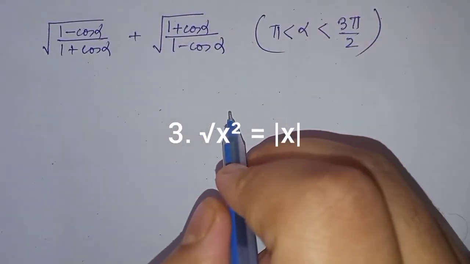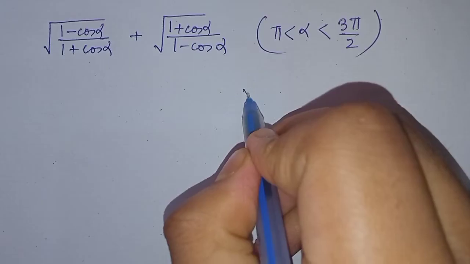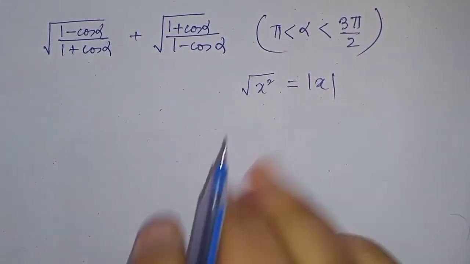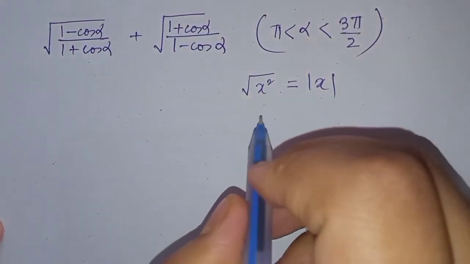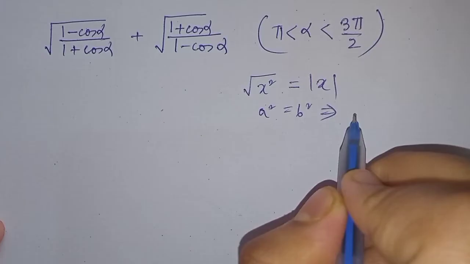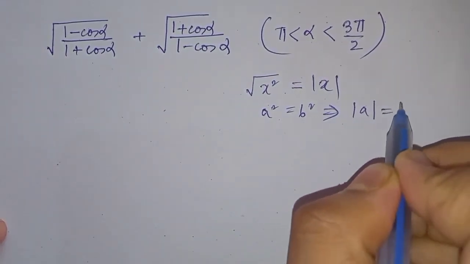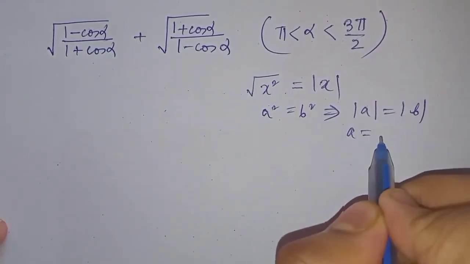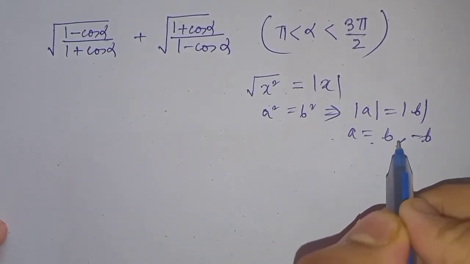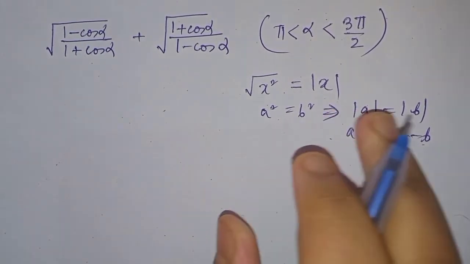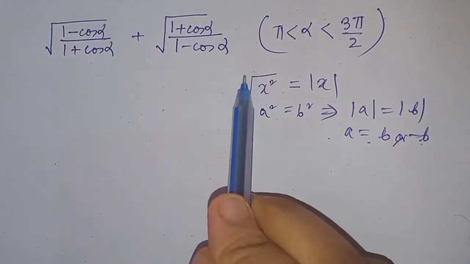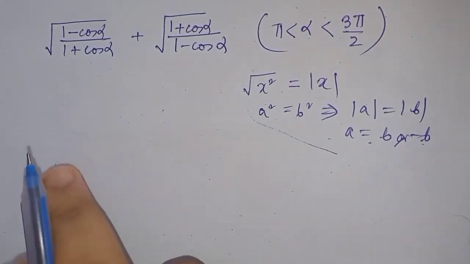As mentioned previously, the square root of x square can be written as mod of x. So this is a very important thing that we must note. Also, if a square equal to b square, that does not imply a equal to b. That implies mod of a equal to mod of b, or a equal to b, minus b, meaning a may be equal to b or a may be equal to minus b depending upon the situation. So square root of x square is equal to mod of x. So using this knowledge, let us try to solve this question.